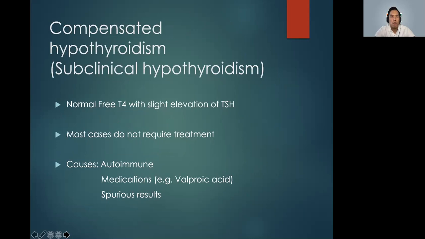Another condition that many of you have already encountered is called subclinical hypothyroidism or compensated hypothyroidism. So the abnormal TFT that you'll see is a normal free T4 with a slight elevation of TSH, right? So most cases do not require medical treatment unless the TSH level is extremely elevated. Right? And the cause is very similar to primary hypothyroidism. The most common is autoimmune, which is Hashimoto thyroiditis, or medications such as valproic acid, or it could be a result of a spurious test.